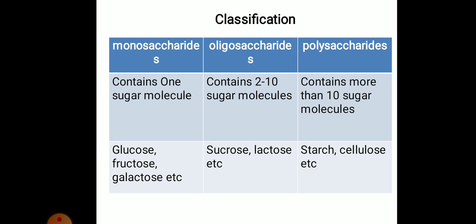These monosaccharides can be further classified on the basis of number of carbon atoms. If the number of carbon atoms is 3, we call them triose; 4 carbon atoms, tetrose; 5, pentose; and 6, hexose. Oligosaccharides are classified on the basis of number of sugar units. If the sugar units are 2, 3 or 4, we call them disaccharides, trisaccharides and tetrasaccharides. Polysaccharides are classified further into homopolysaccharides and heteropolysaccharides. Homopolysaccharides have similar monosaccharide repeating units, but heteropolysaccharides have different monosaccharide units or sugar molecules.